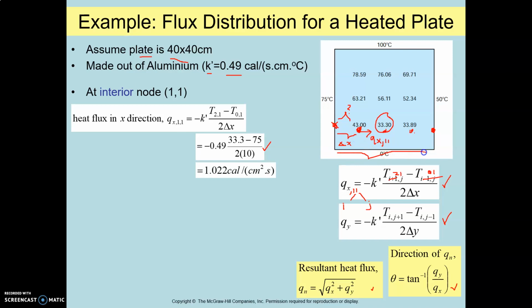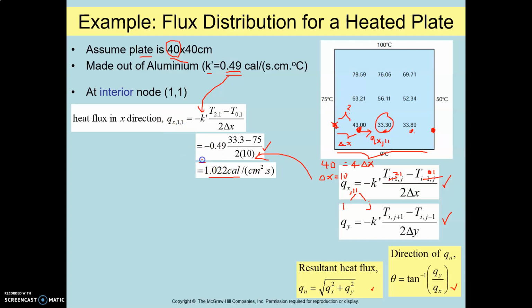So the length here is 4 delta x. So since it's given that the dimension is 40 cm, we know that 4 delta x is equal to 40. So from here we know the delta x is 10. So with that we can substitute inside the formula, and the k is just a constant, we can substitute. And with that you obtain the Q to be positive.